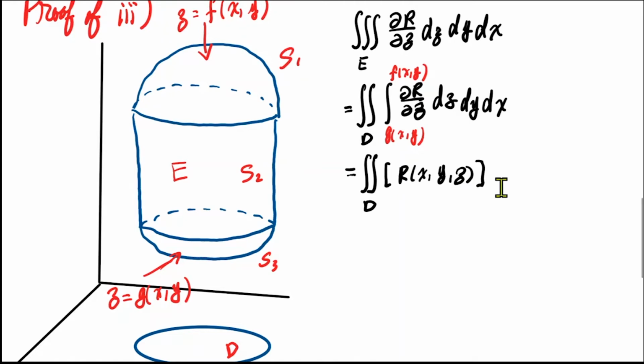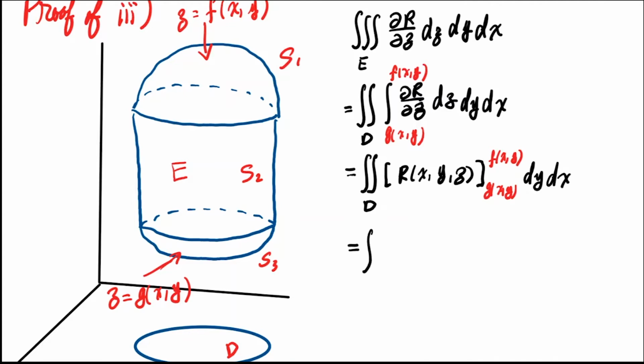Good? So I'm evaluating this inside integral like that. We are supposed to plug in G of X and Y and F of X and Y for our Z value, correct? And then we will have the dy and dx. With me?